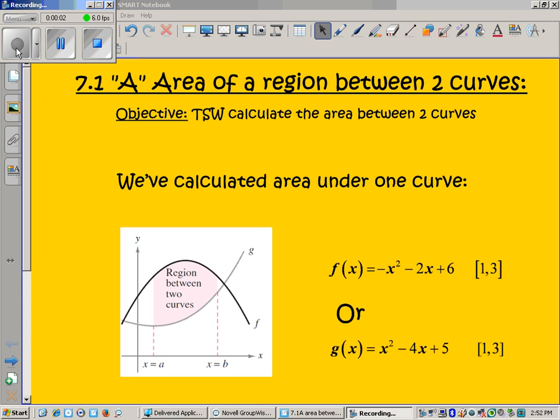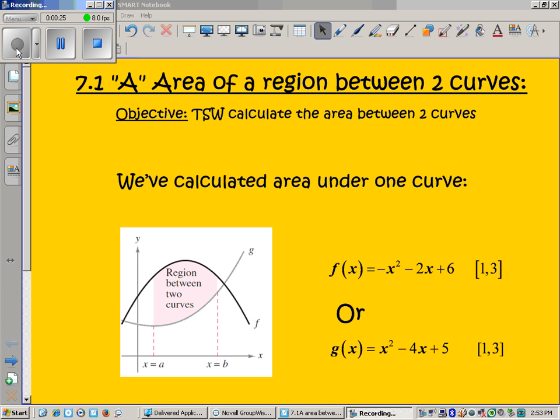Okay guys, today we're going to do 7.1a, which is area of a region between two different curves. And the other day we did calculating area underneath one curve. For example, if I just gave you f of x, negative x squared minus 2x plus 6, and asked you to find me the area underneath f from 1 to 3, you can integrate it and plug in your 3, plug in your 1, and so on.